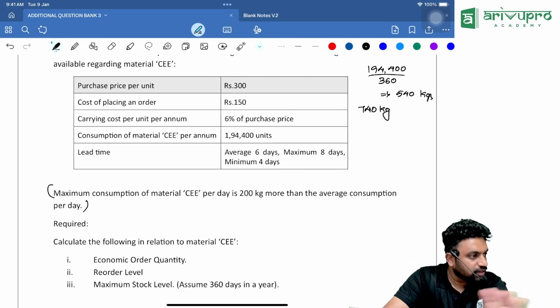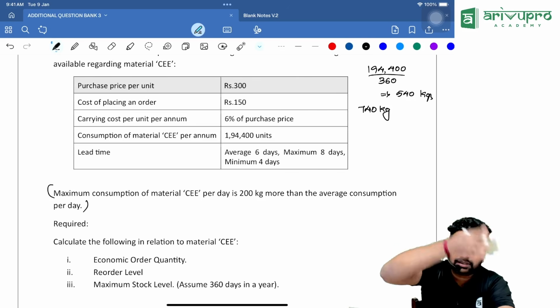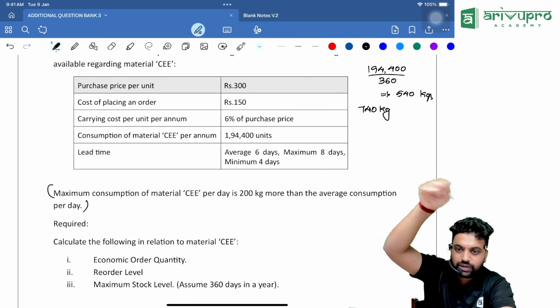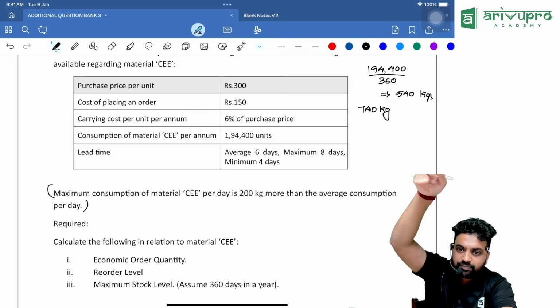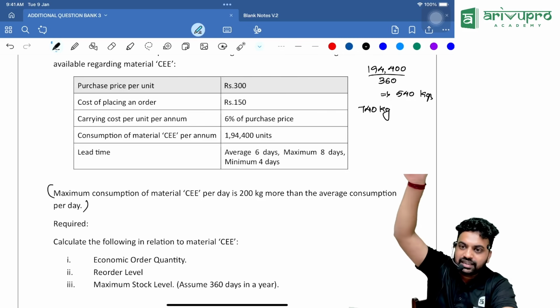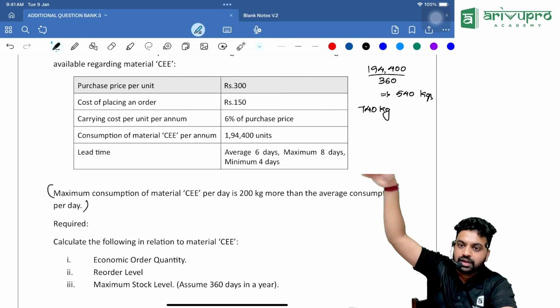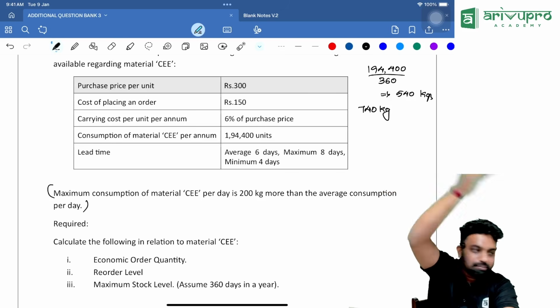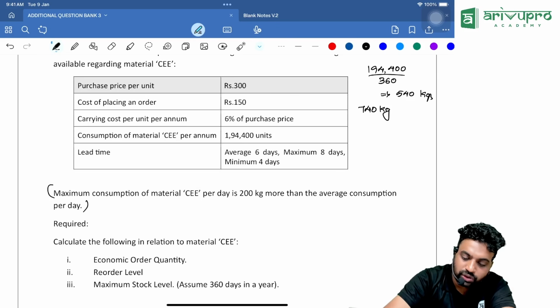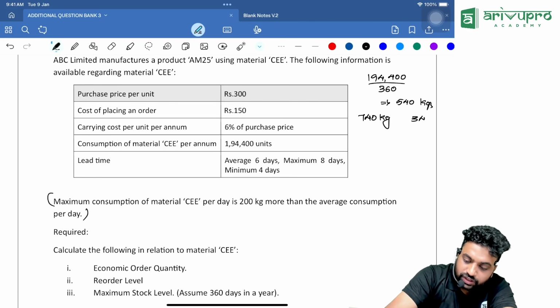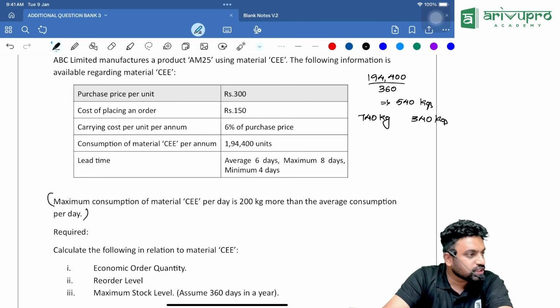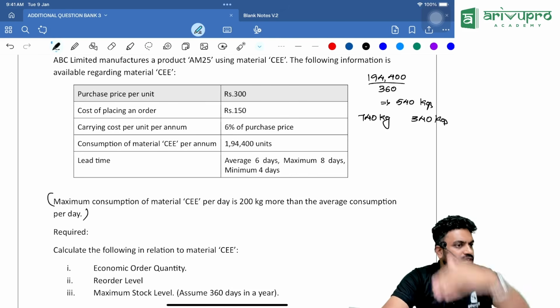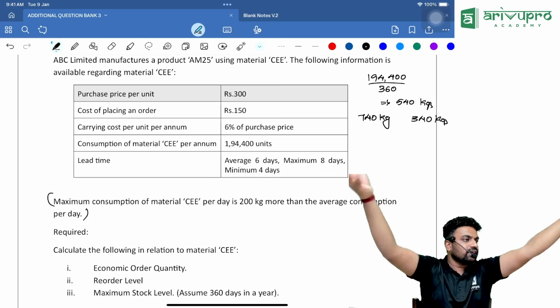Sir, we didn't understand. Don't worry, apply the normal one. Maximum plus minimum divided by 2 is equal to average. Average is 540, into 2, 1080 is equal to maximum plus minimum. Maximum is 740, so 1080 minus 740 comes to 340. Whoever understood, you can directly write it as: plus 200 means this should be minus 200. Lead time also, if that is plus 2, this should be minus 2.